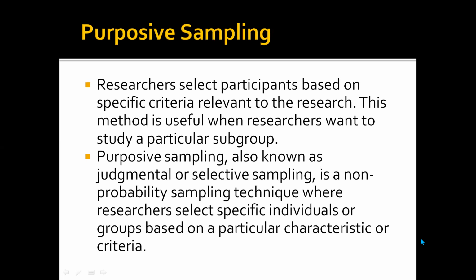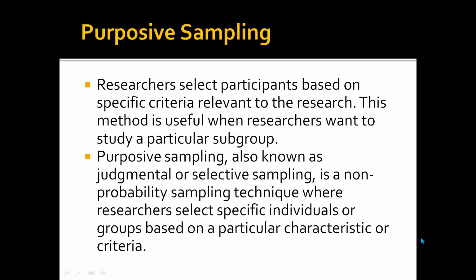The next method is purposive sampling. Here, researchers select participants based on specific criteria relevant to their research. This method is useful when researchers want to study a particular subgroup. Purposive sampling, also known as judgmental or selective sampling, is a non-probability sampling technique where researchers select specific individuals or groups based on particular characteristics or criteria.